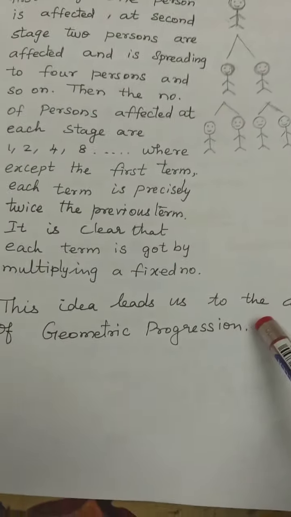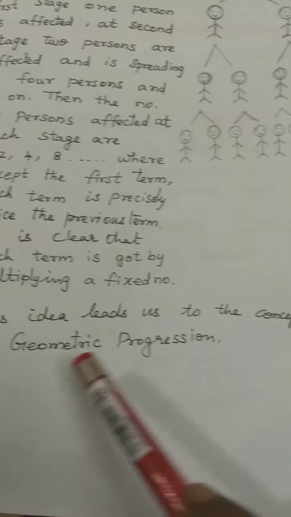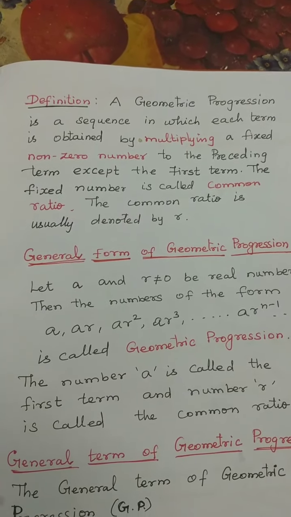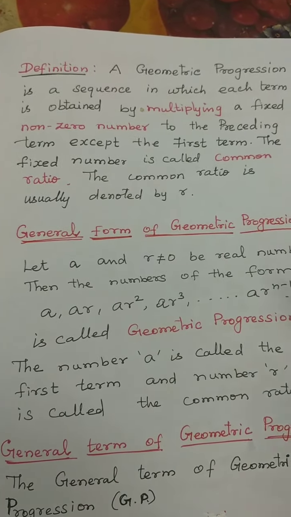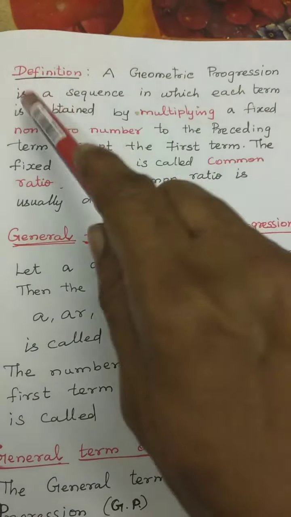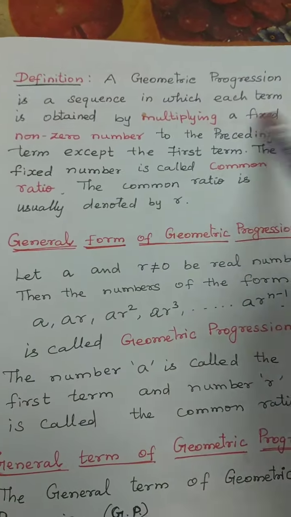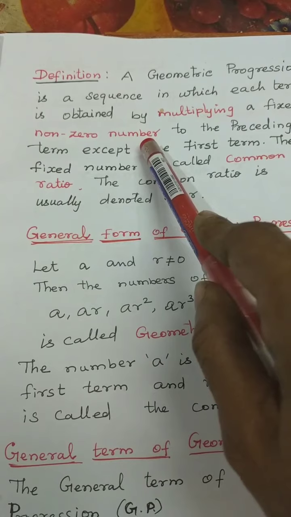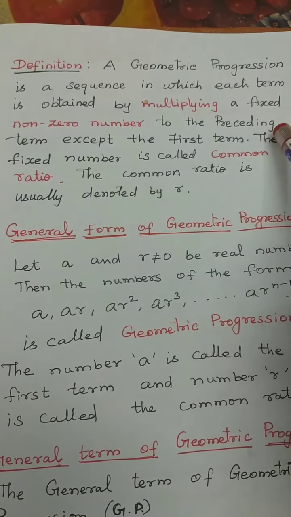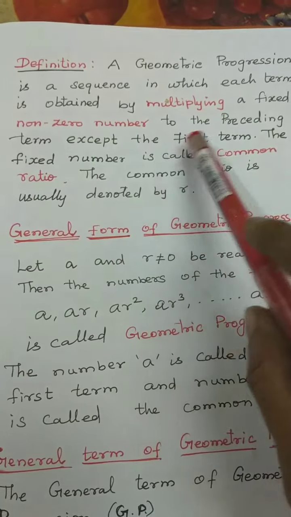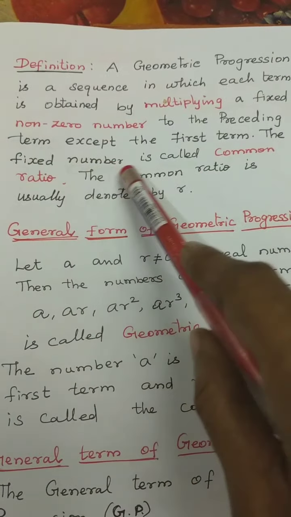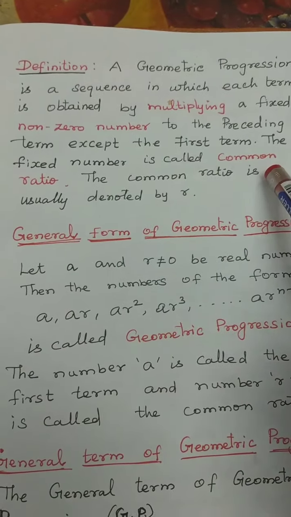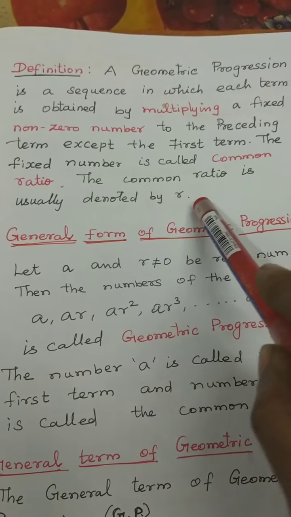This idea leads us to the concept of geometric progression. Now, we will see the definition of geometric progression. A geometric progression is a sequence in which each term is obtained by multiplying a fixed non-zero number to the preceding term except the first term. The fixed number is called common ratio. The common ratio is usually denoted by r.